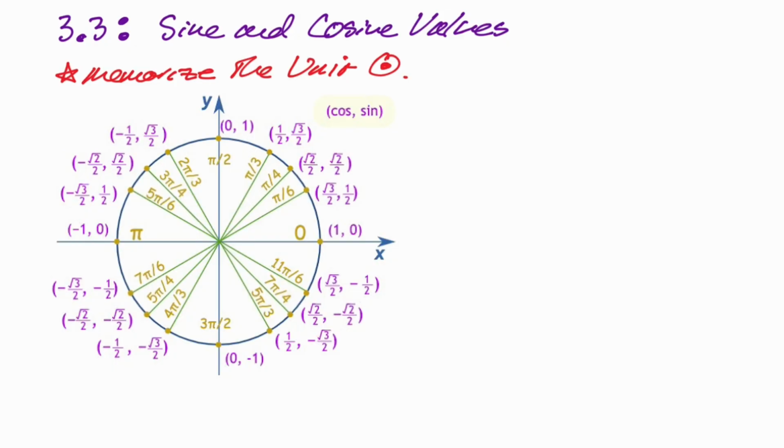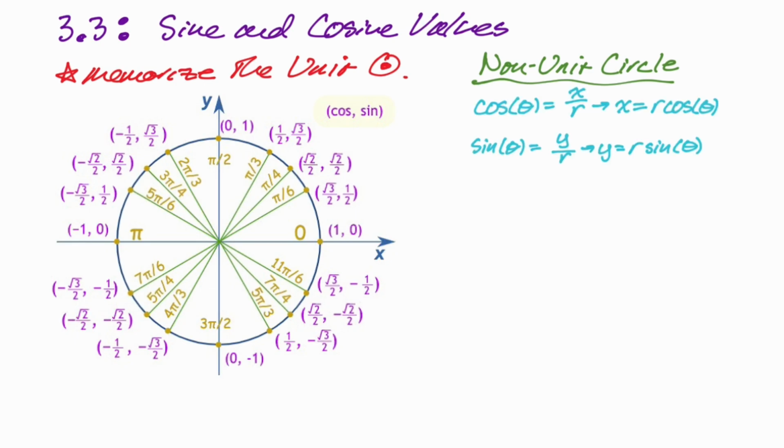related to trigonometry. So in this section, I probably wouldn't have organized it the way that they did, but they did organize it this way. In a non-unit circle, it's important to remember that cosine is x over r and sine is y over r, and we can solve those for x and y. So cosine of theta is x over r, which means that x is r times cosine, and sine is y over r, which means that y is r times sine of theta.